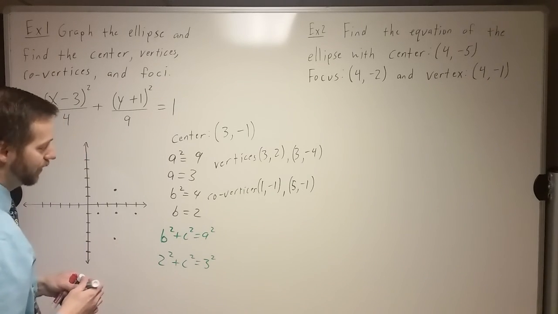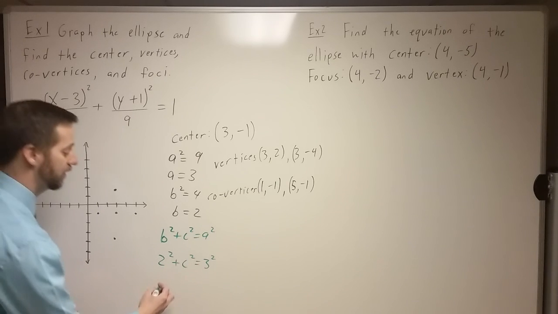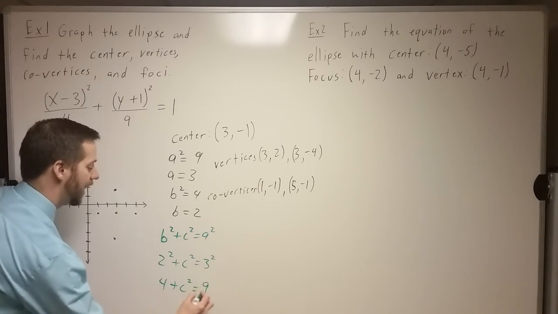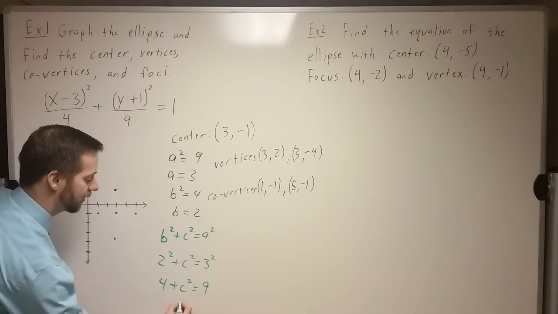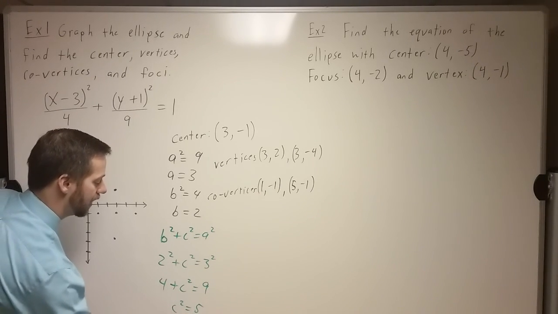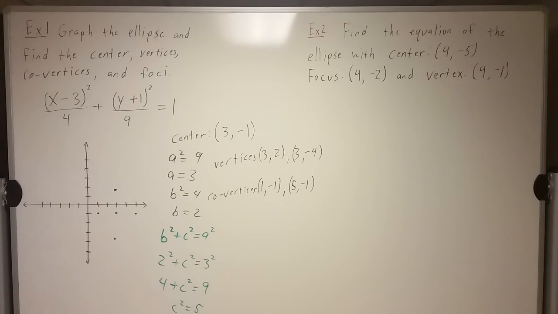Now, if you notice something, you actually already have A squared and B squared, so if you want to just go ahead and put 4 and 9 in here, you could. So I've got 4 plus C squared equals 9. Subtract the 4 to the other side, I get C squared equals 5, which means C is the square root of 5. That doesn't come out to a super nice number, but that's okay. So I wanted to show you how to write something if it doesn't come out to this.